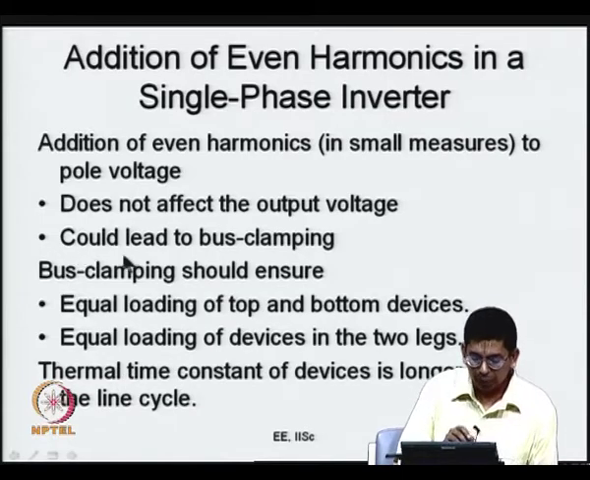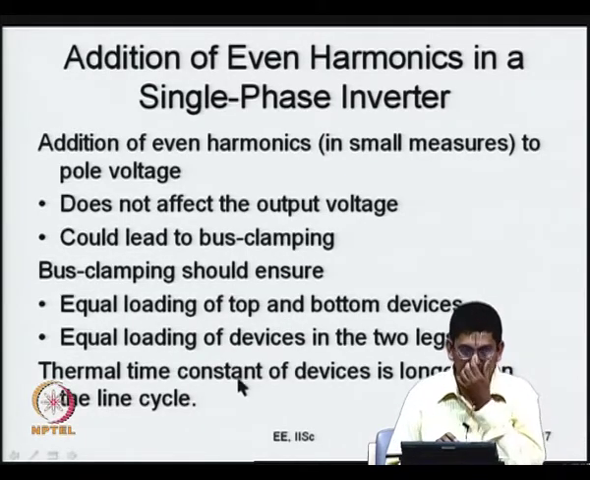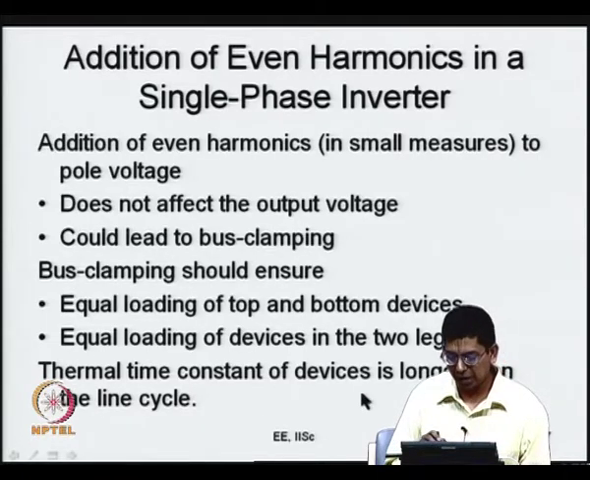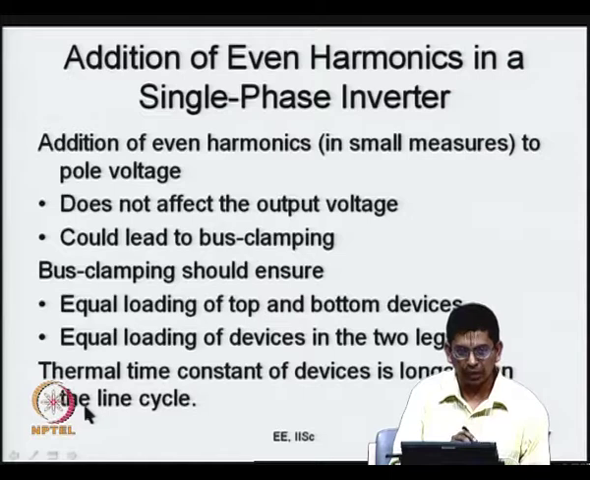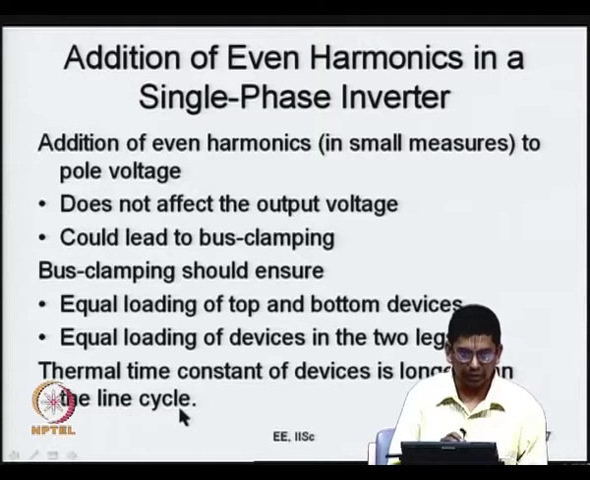And if you add it properly, if you derive your common mode voltage properly, it is possible that you could ensure bus clamping, and if you ensure bus clamping you can reduce switching loss if necessary. Bus clamping has to be done in such a fashion that it ensures equal loading of the top and bottom devices, which is what we tried and ensured, and also equal loading of devices in the two legs. So, this is what we have done. There is one assumption here which I have given at the end. What is that assumption? The thermal time constant of devices is longer than the line cycle. That is your basic assumption.